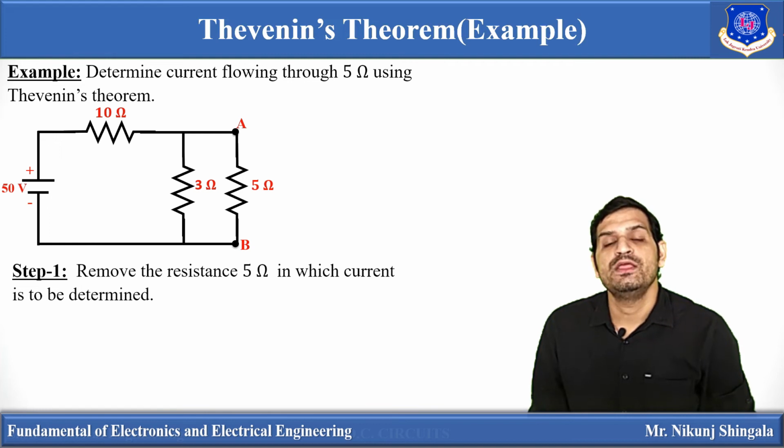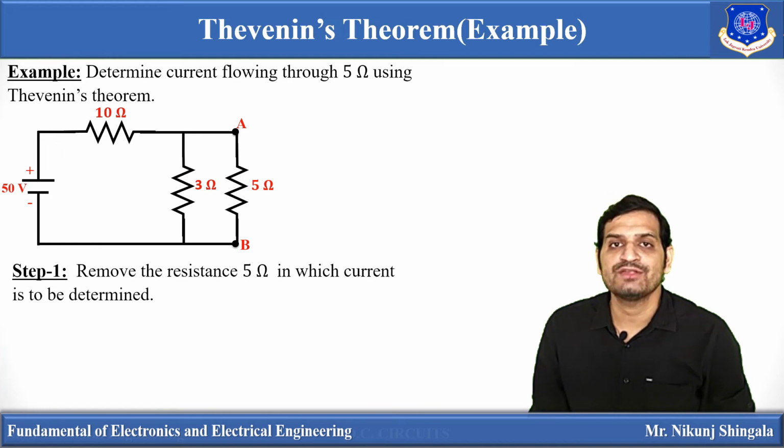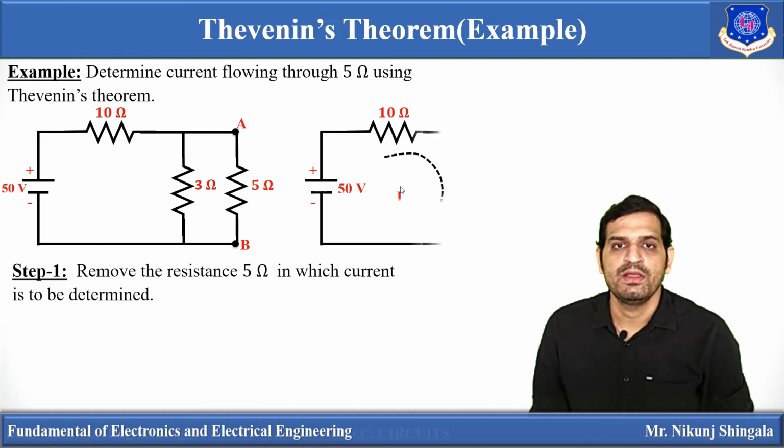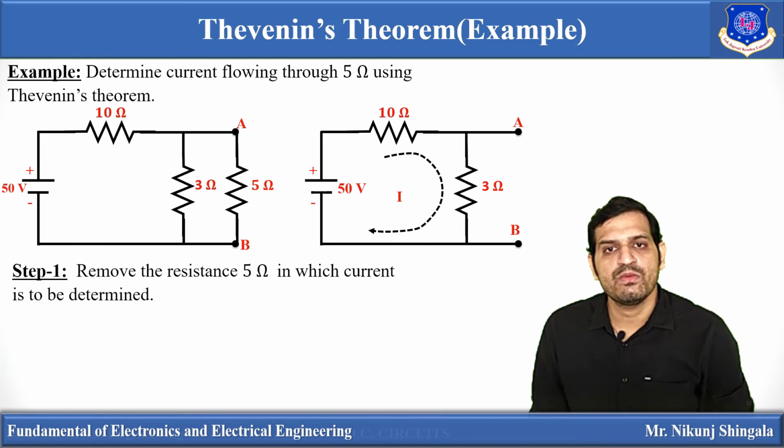So step 1 is what? Step 1 is remove the branch in which you have been asked to determine the current. So here the 5 ohm resistance branch will be removed in the first step. So the network will look like this one. Now RL, the 5 ohm resistance, is removed, so current will be flowing only in this loop and that current is I.